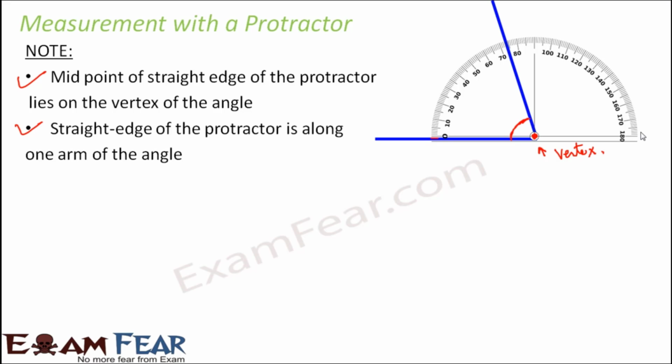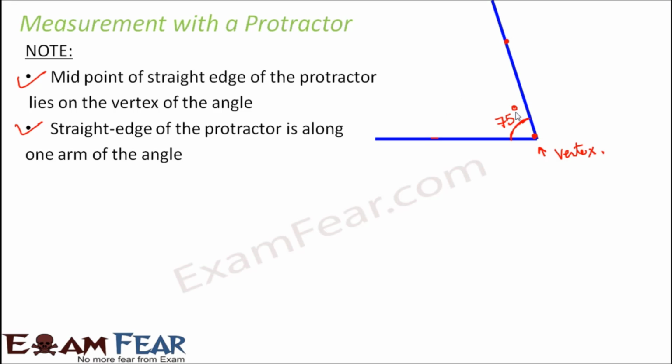Now once you have placed it correctly, start reading from 0 degree. For example, in this protractor, where is 0? 0 is here. Make sure that this 0 mark coincides with the straight edge of the protractor. So the straight edge of the protractor and this 0 mark should also lie along the same line. So start counting from 0. Now you see where is the other arm of the angle. So the other arm is here. See, where is it? It is between 70 and 80. So somewhere exactly between 70 and 80. So that is 75. So that shows that the measurement of this angle is 75 degrees.